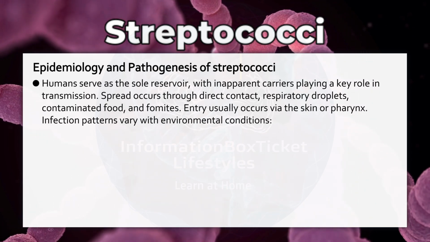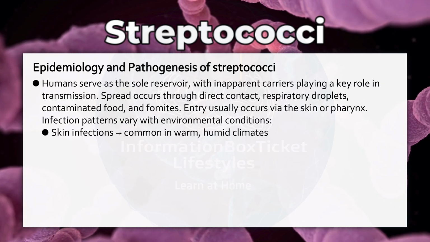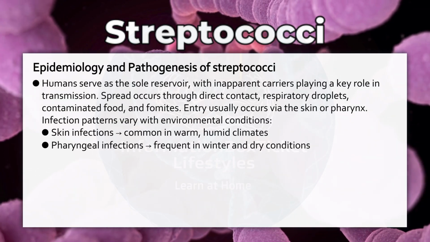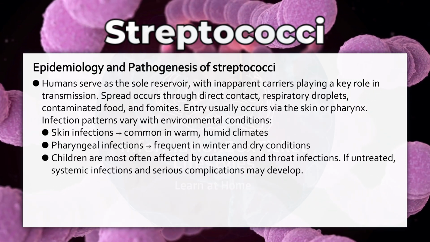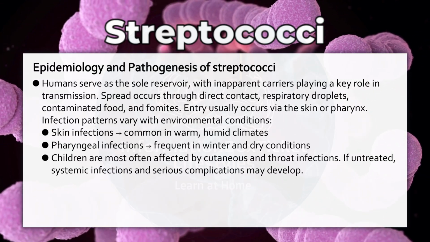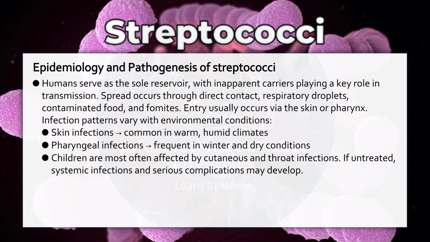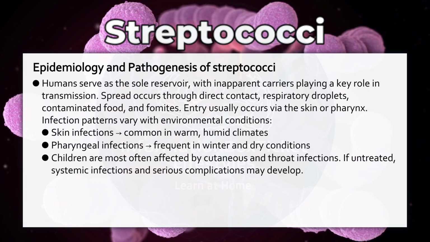Infection patterns vary with environmental conditions. Skin infections are common in warm, humid climates. Pharyngeal infections are frequent in winter and dry conditions. Children are most often affected by cutaneous and throat infections. If untreated, systemic infections and serious complications may develop.